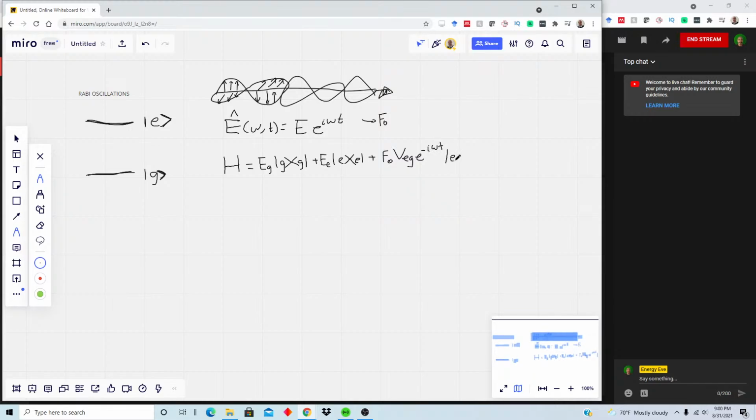And then we have the off diagonal terms written like this. And then the complex conjugate, I'll write it out. He just wrote CC, but we have this F star V_GE, because it's a complex conjugate, e to the i omega t, and then we have |G><E|. All right. And that's it. That's for the Rabi oscillations. And we're going to kind of start trying to work out some of the things that he mentioned.